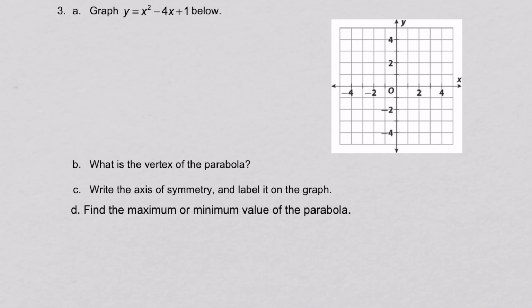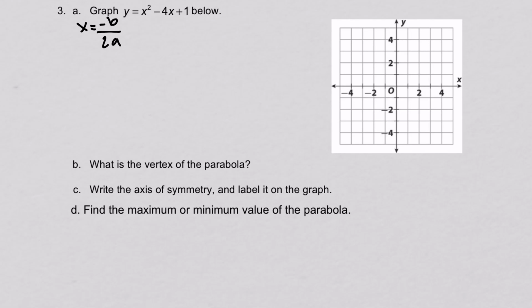Okay, number 3 says graph y equals x squared minus 4x plus 1. Since they gave this to me in standard form, not in factored form, what I'm going to have to do is find the vertex first. I'm going to find the vertex by using the vertex formula for the axis of symmetry, which is negative b over 2a. Use that to find the axis of symmetry and at the same time the vertex.